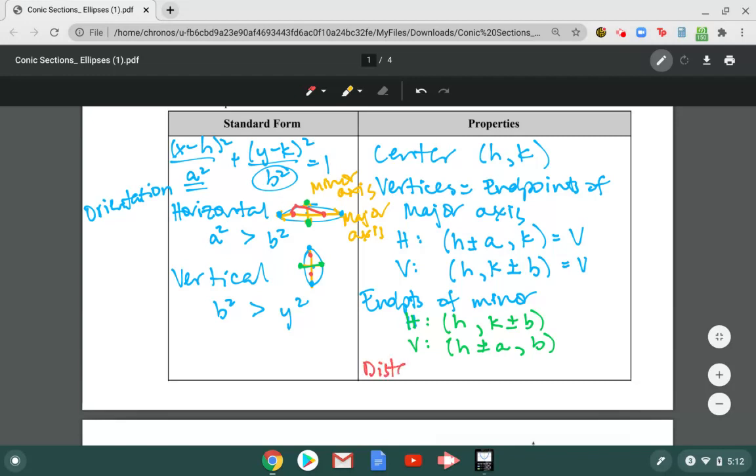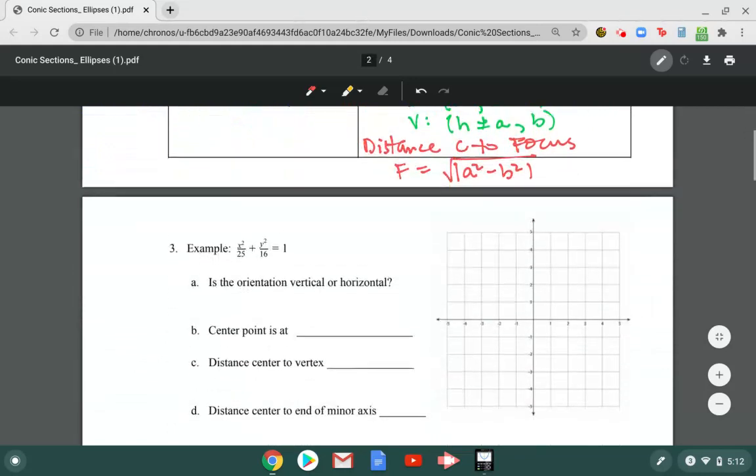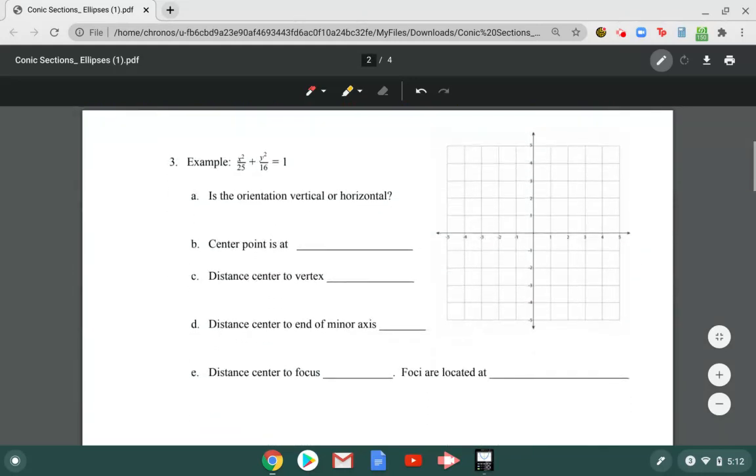So finally, distance from the center to the focus, and there are two of them. f is equal to the square root of the absolute value of a squared minus b squared, and we use that to get from the center to the focus. The order doesn't matter, a squared minus b squared or b squared minus a squared. You just want to make it positive on the inside. Let's go through some examples. I think the examples are easier to follow along through than the formulas make it seem.